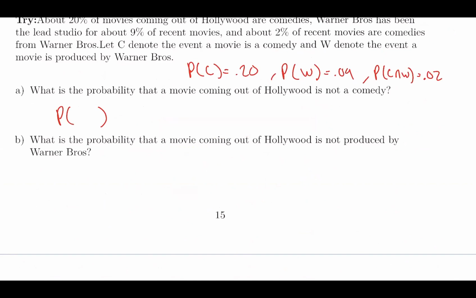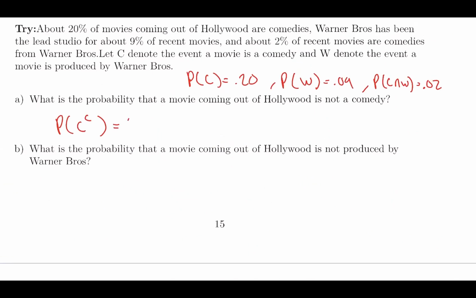Cool, C. All right. So we'll do C to the C power. That looks a little bit weird. For this one, we'll do 1 minus the probability of comedy. So we'll do 1 minus 0.20. 1 minus 0.20 is 0.80.